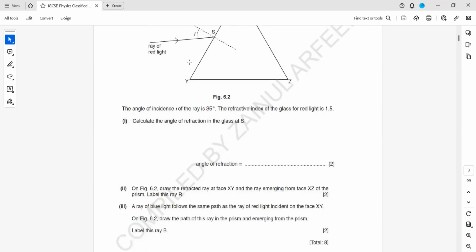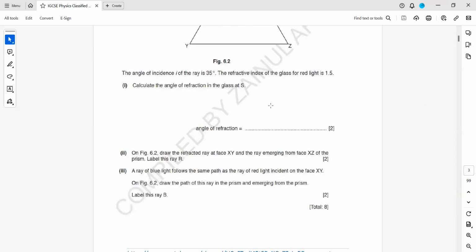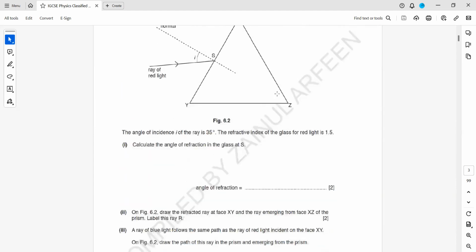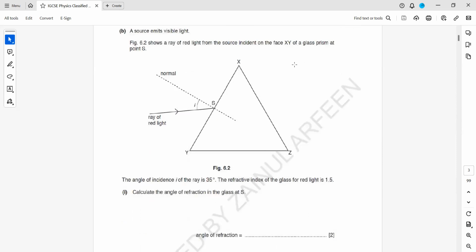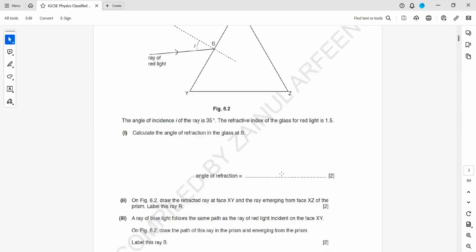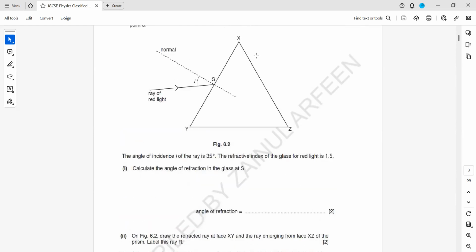The next is, on a figure, draw a refracted ray at face X and Y, and that emerges, and label this as R. So we have to draw a refracted ray, but see, the angle of refraction we already worked out. What was that? It was about 22. So what you have to do is place a protractor, mark 22, and draw the refracted ray.